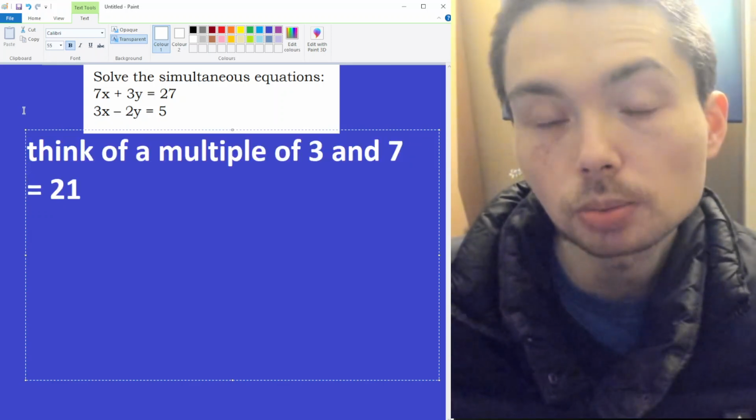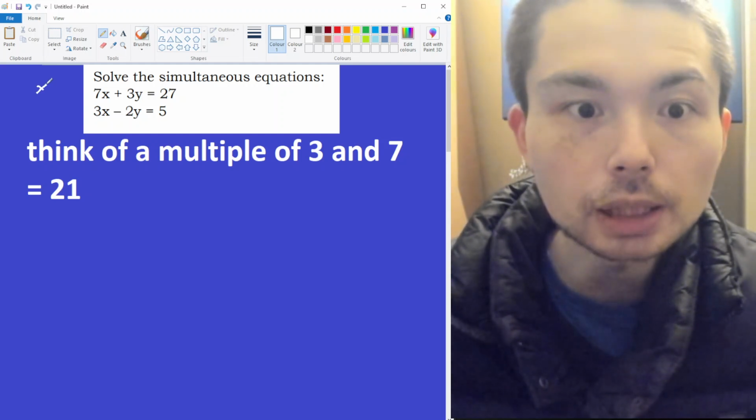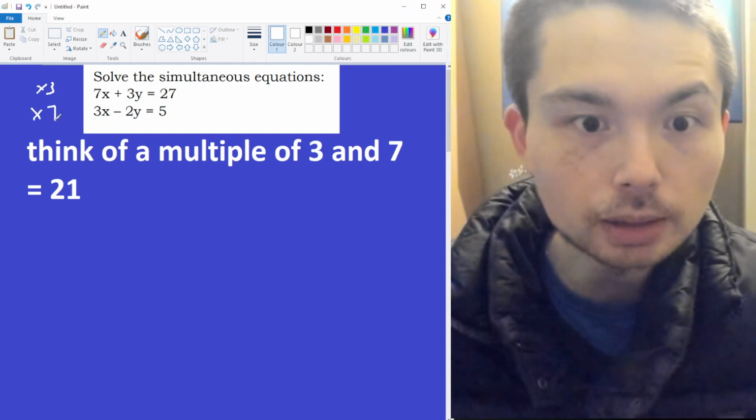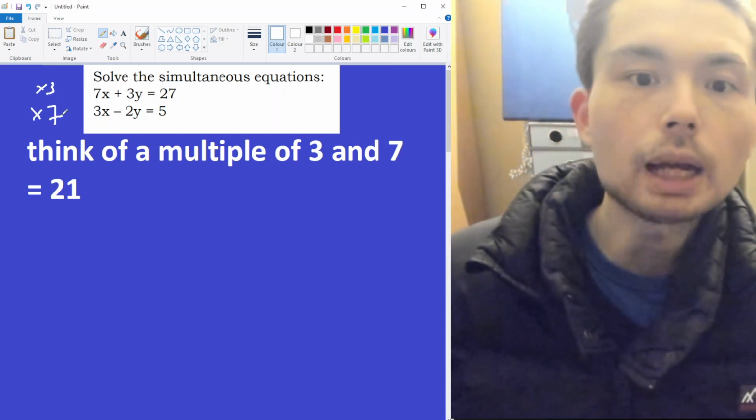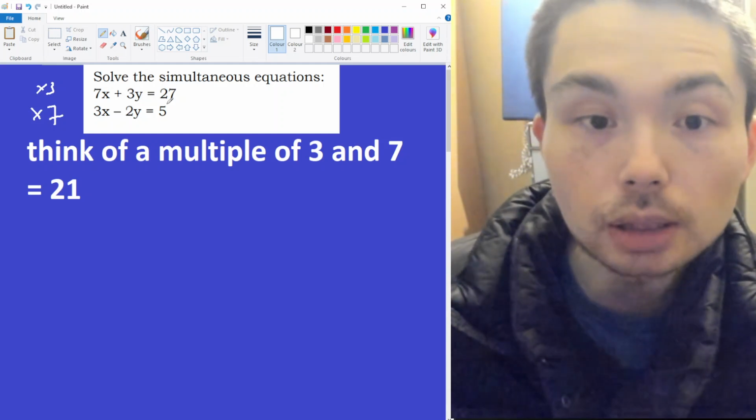So really, what's the point? We need to get to 21. Can you see the top equation is 7x? So we need to times this by 3. And then the bottom one we times by 7. This is a well-known maths rule. If you do the same thing to the left side and the right side, then everything is still the same.